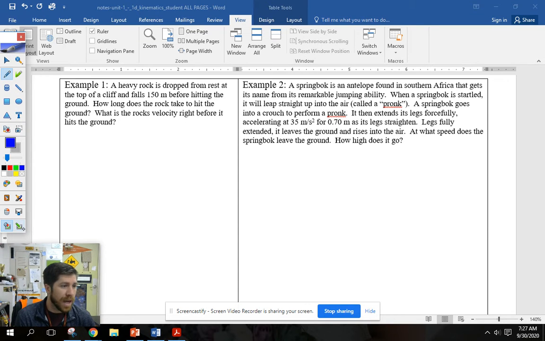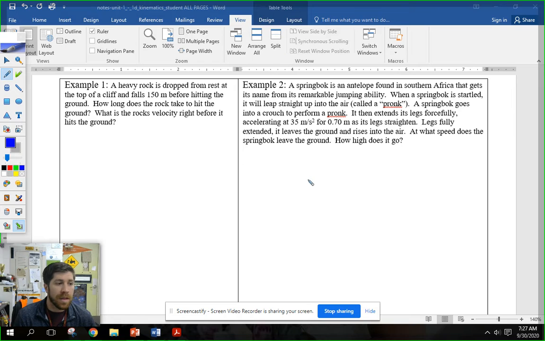But if you want some recap, with the Springbok here, we're given an acceleration and a distance over which it's accelerating as it bends its legs and gets ready to pronk. Of course, there's a video link to that pronk in action in Google Classroom if you're interested. But we could use our third kinematic formula, which looks like this.